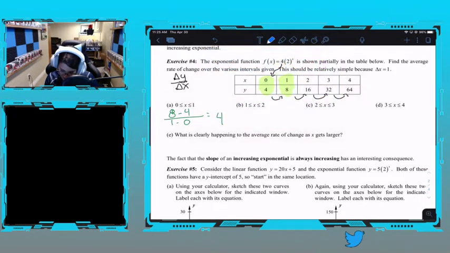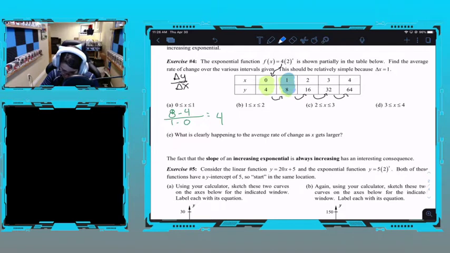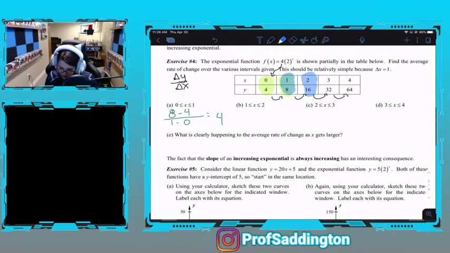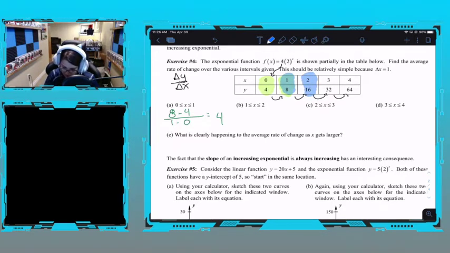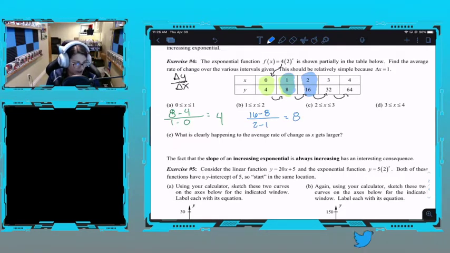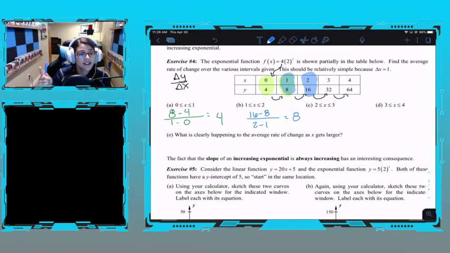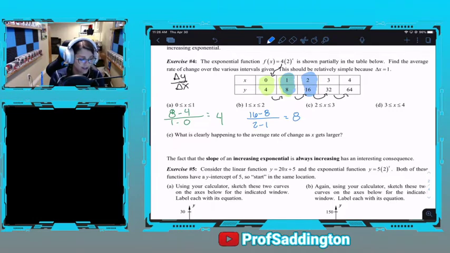Now, if I was to do the next one, it's 1 to 2. That means, oops, it's not a highlighter. Silly me. I have to use 1 and 8 and 2 and 16. So that would be like 16 minus 8 over 2 minus 1. So we really get 8 over 1, which is just 8. So we can see right there that it's not linear because that slope is different.